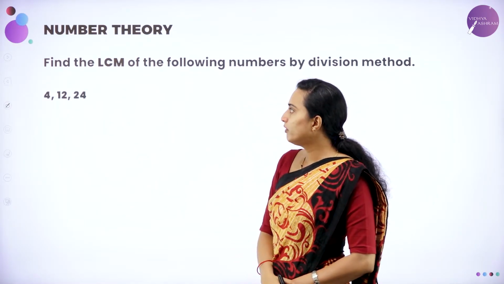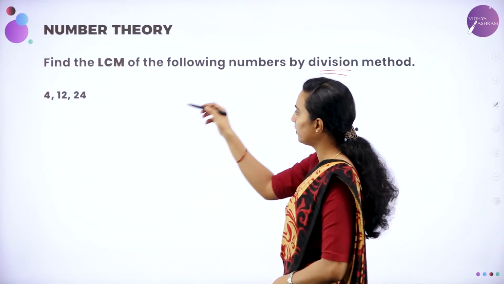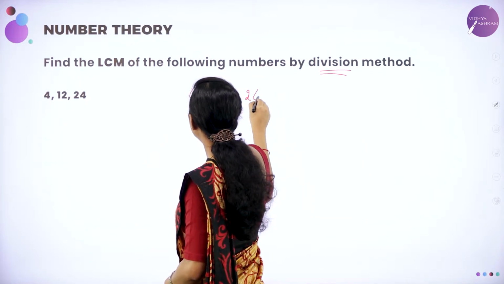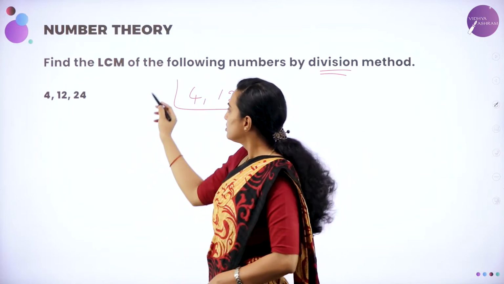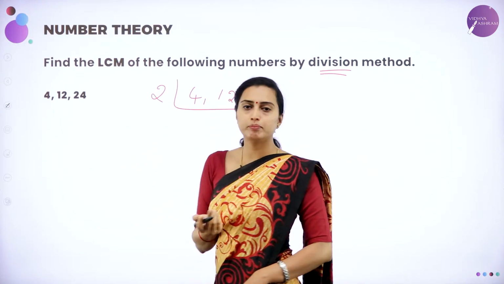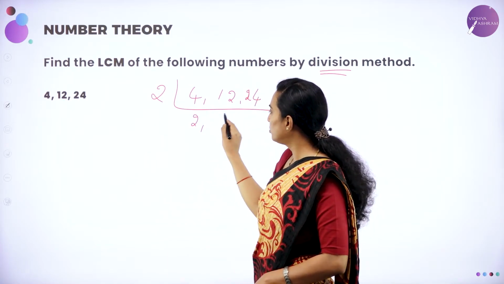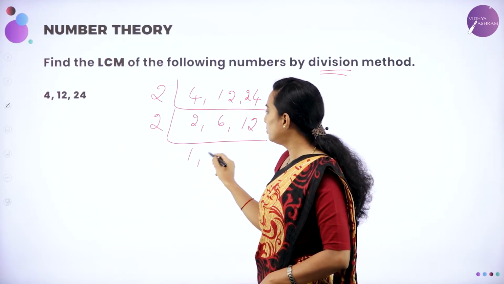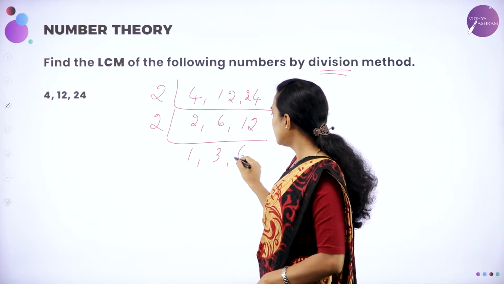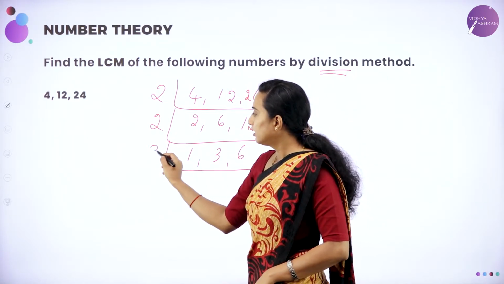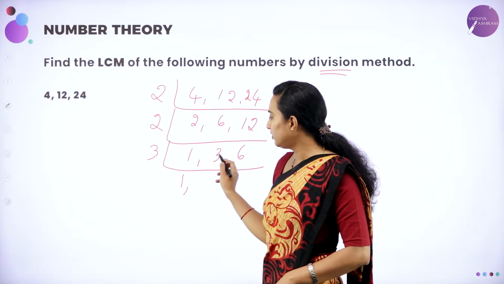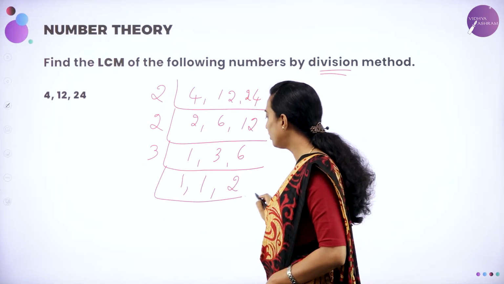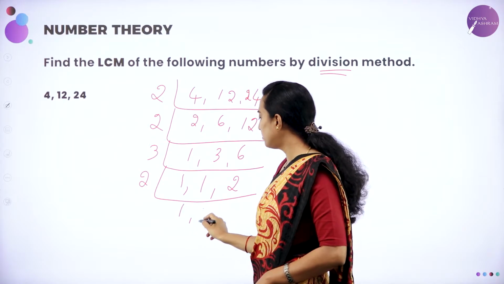Got? Next we'll be moving on to find the LCM of the numbers by division method: 4, 12, 24. Let me write by horizontal line. All are even numbers, so even prime can be divided. 2 2s are 4, 2 6s are 12, 2 12s are 24. Next, 2 1s are 2, 2 3s are 6, 2 6s are 12. Again 3. 1 cannot be divided by 3, as it is you are going to write. 3 is divisible by 3, 1. 6 is divisible by 3, which is 2. Again 2 is divisible by 2. 1, 1, 1.